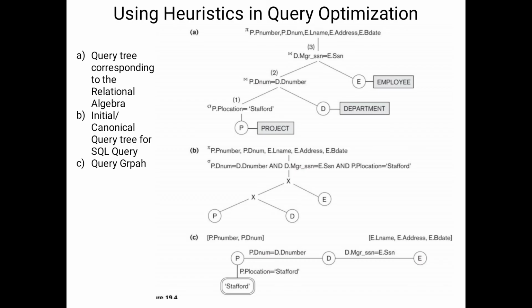Okay, so this is the heuristic in query optimization. These are the two algorithms available in query optimization. This is the information about query optimization algorithms.